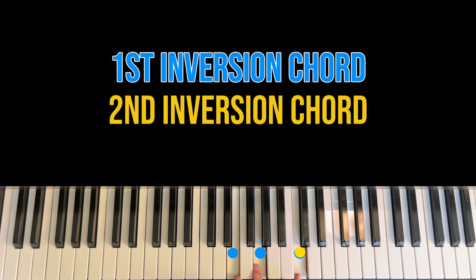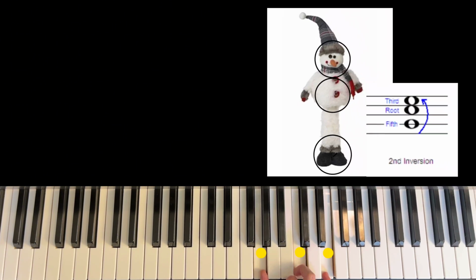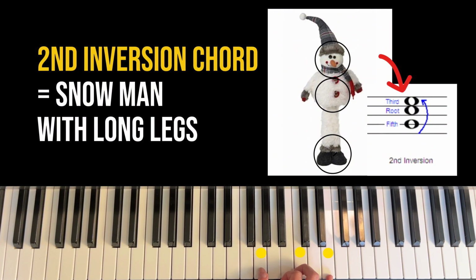In the first inversion chord, it was a snowman with a long neck. The bottom 2 notes were closer together, the top 2 notes were further apart. When we go to second inversion, it's the exact opposite. The top 2 notes are closer together and the bottom 2 notes are farther apart. So this one is almost like a snowman with long legs. We have the feet way down here, long legs, the middle of the body, and then the head.